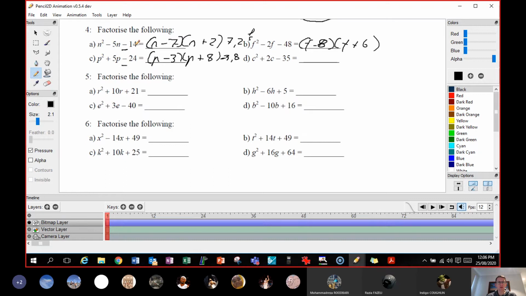The first one, we saw we need two numbers multiplied to give you 14, and the difference is 5. The difference between these is 5, but we want it to be negative 5, so it has to be negative 7.